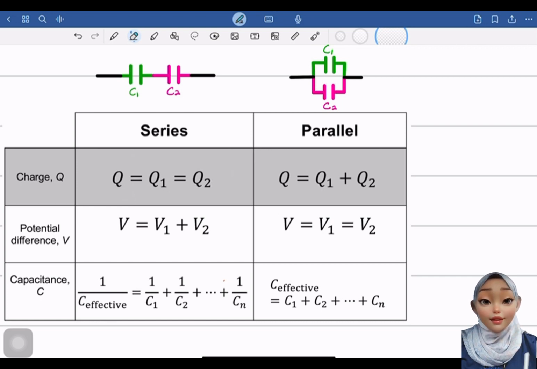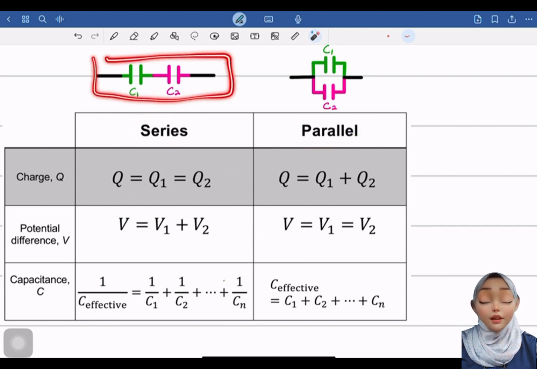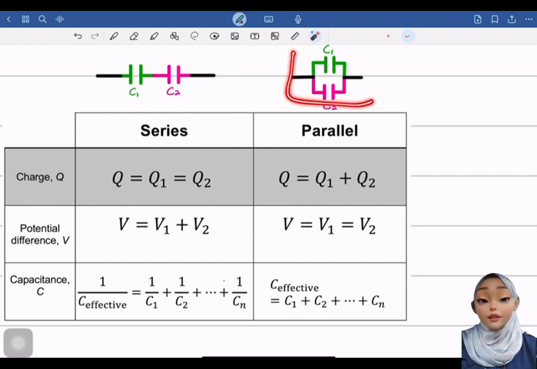Hello everyone. So in this video we're going to discuss question number 4 in our chapter 2. But before we go to the question, let's take a look at the comparison table for capacitors arranged in series and parallel. So what we have here is the arrangement of capacitors in series, and this one is in parallel. We have here the comparison in terms of the charge, potential difference, and also the capacitance.